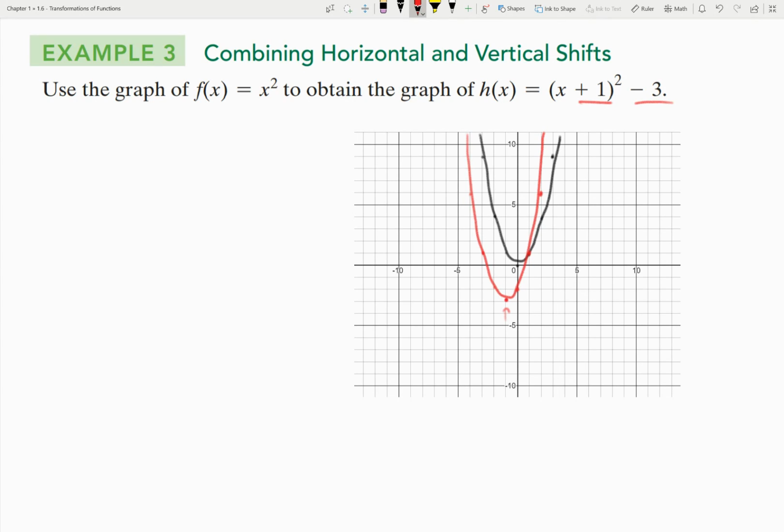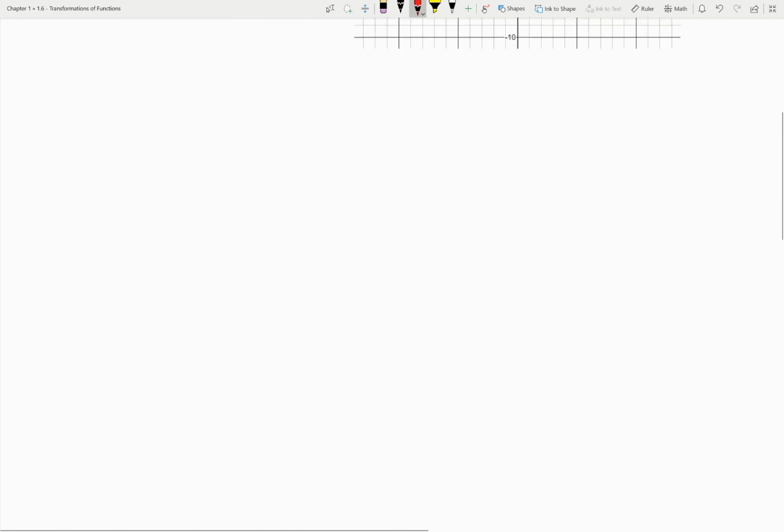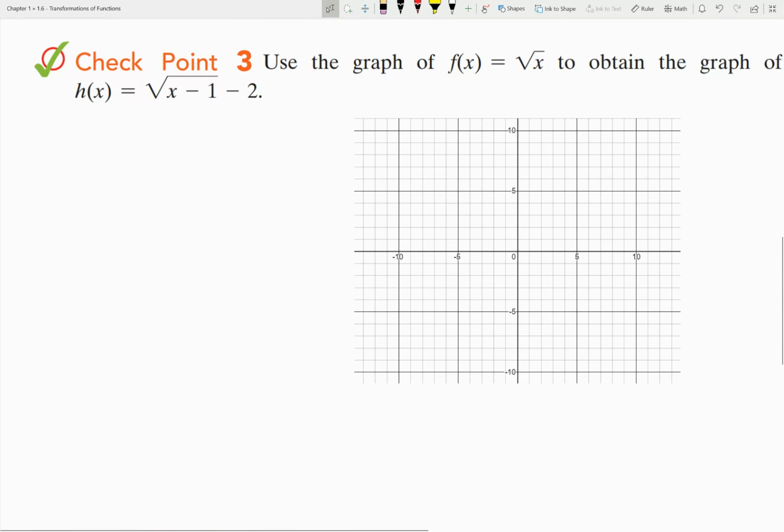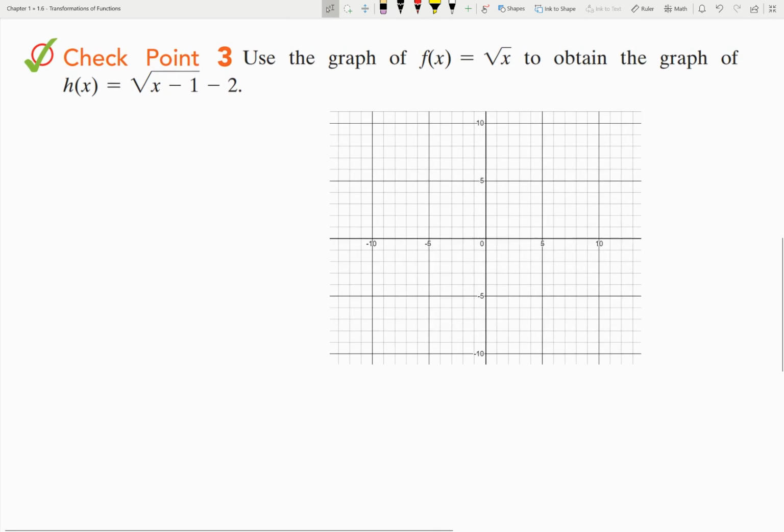Okay, so these two graphs are exactly the same shape. They just start and then finish in different positions. Well, they keep going on, but let's try the checkpoint. Okay, so let's go back to our square root function. Here's the original. 4, 2, 9, 3.